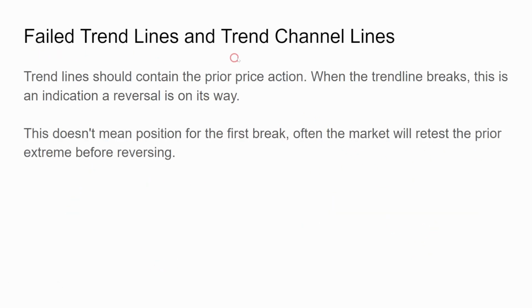Failed trend lines and trend channel lines. Trend lines should contain the prior price action. When the trend line breaks, this is an indication a reversal is on its way. This doesn't mean position for the first break. Often the market will retest the prior extreme before reversing.